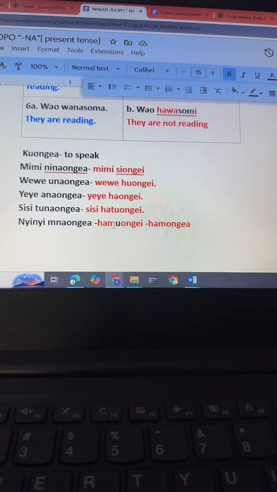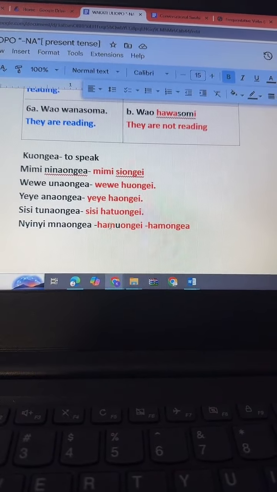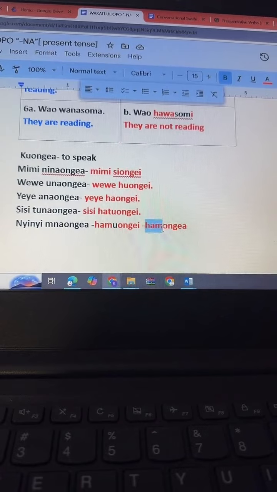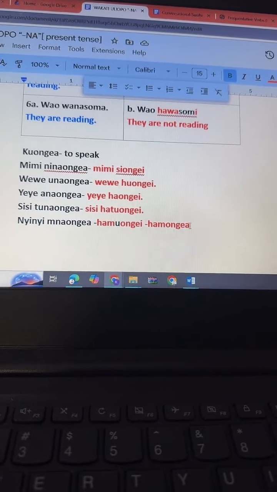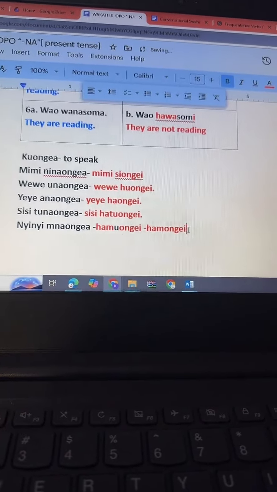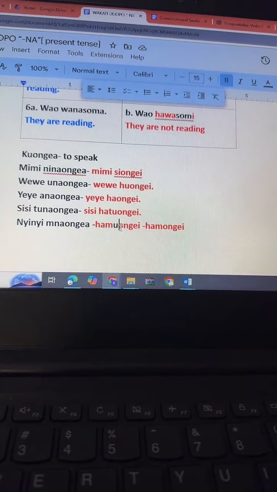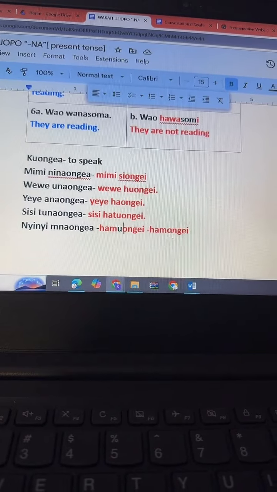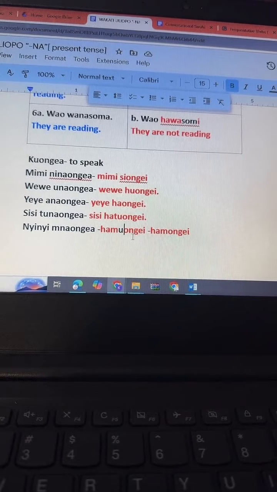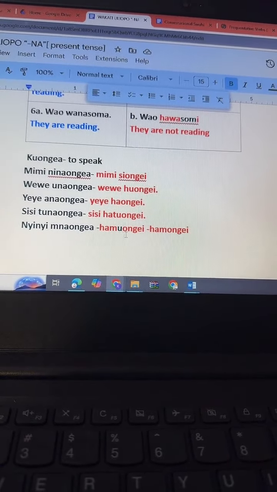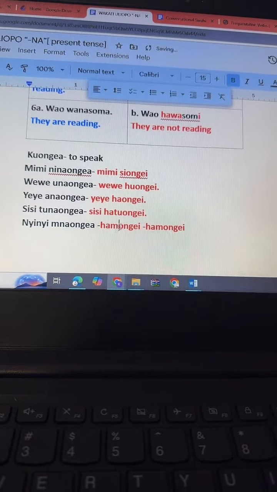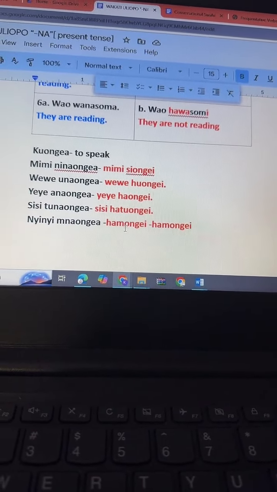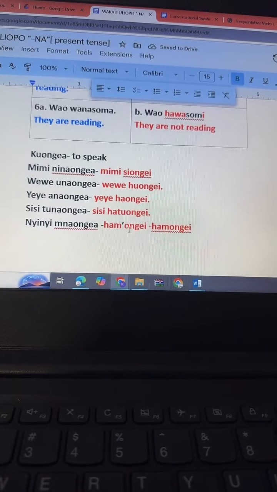Only for nyinyi negative, we add U so that this M will not take the sound O. Like this one, it would be read as hamongei, hamo. But we need to say hamuongei. That's why we put this U to soften the pronunciation and also to maintain the Swahili rhythm. Hamuongei, not hamongei. When you remove this U, this M will take the O and it will be more. So we don't want to say more. Alternatively, you can put a hyphen here.